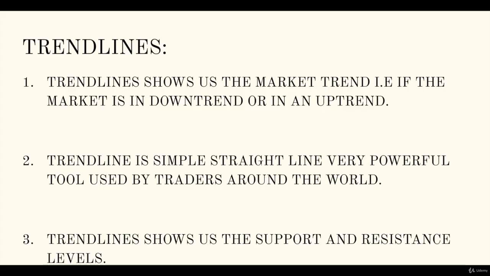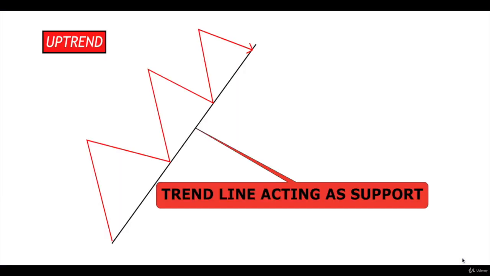So what are trend lines? Trend lines basically show us the market trend. In other words, whether the market is in a downtrend or an uptrend. A trend line is a simple straight line, a very powerful tool used by traders, technical analysts and investors all around the world. Trend lines show us the support and resistance levels, which I will explain in a while. This is a hypothetical example.